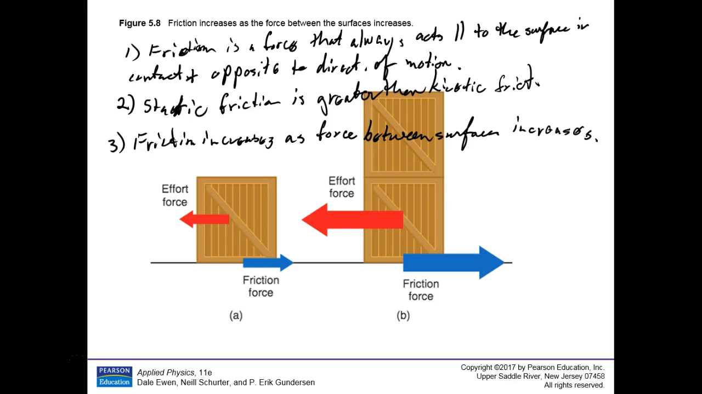So if you took this crate and moved it down here, then it's going to be closer to that. Because if those are identical crates, just increasing the surface area isn't necessarily going to increase the frictional force. So that would act more like this than putting them on top of each other. That really creates more normal force. So in other words, the friction force is proportional to the normal force. That's what we're getting to.